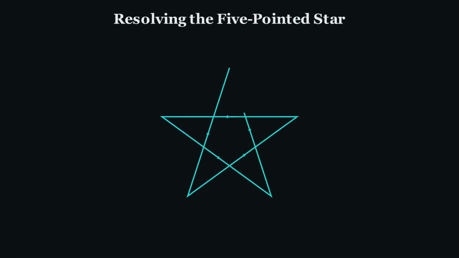Now we can return to the 5-pointed star that broke our simple ray casting rule. Remember how straight rays cross 2 boundary lines at the central core, leaving the star center unfilled?